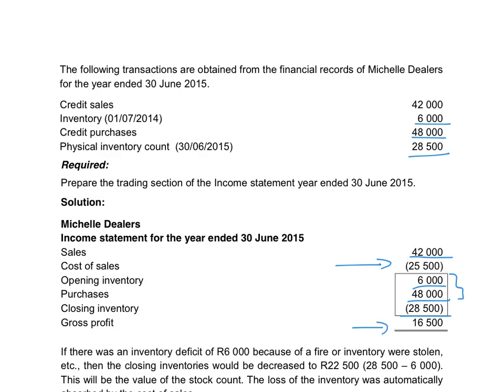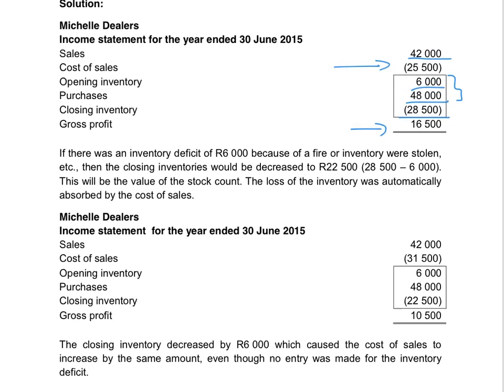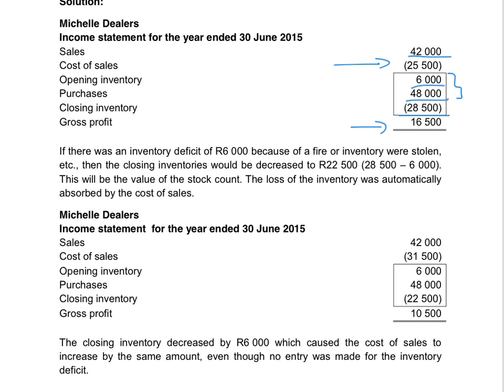Now, if we say that there is an inventory deficit of 6,000 because of a fire or inventory that was stolen, the closing inventories will reduce. Now the closing inventories will not be 28,500, it will only be 22,500. This will be the value of your closing inventory then when you do an inventory count at the end of the year. And I'm going to show to you now how this loss of inventory will automatically be absorbed by the cost of sales so that you don't have to record an inventory loss when you use the periodic inventory system.